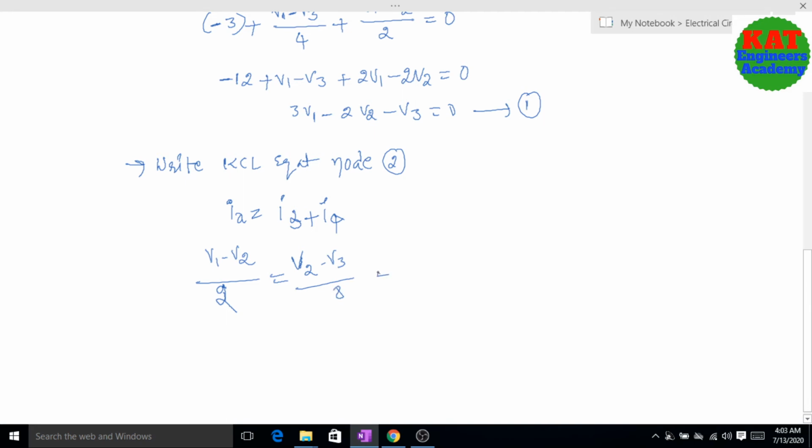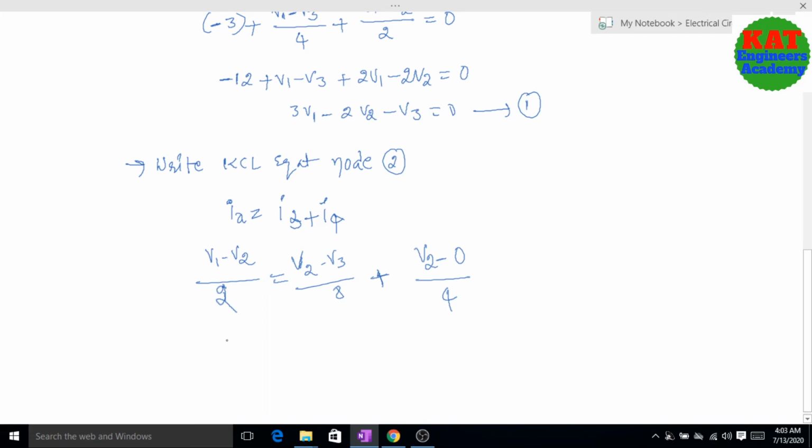Okay. Next, I4 is the current flowing through the 4 ohm resistor. The 4 ohm resistor is connected between the second node and the 0 node. So the second node is V2, and the 0 node is the reference potential 0, so I4 is V2 minus 0 by 4. Now simplify this equation. First, you have to write everything on the left side or the right side. Finally we get the answer.